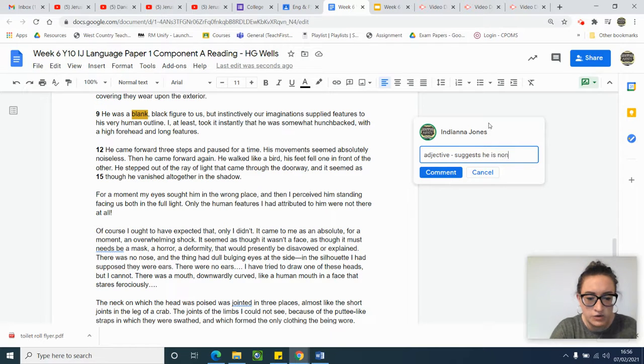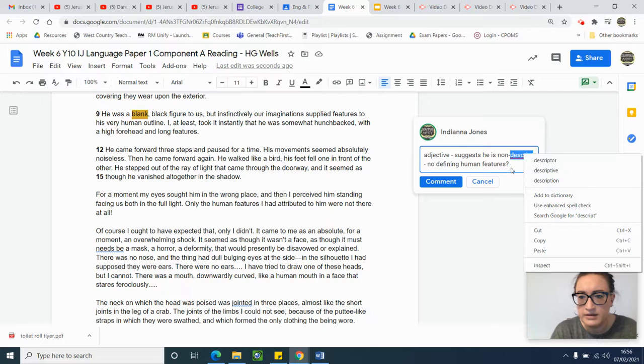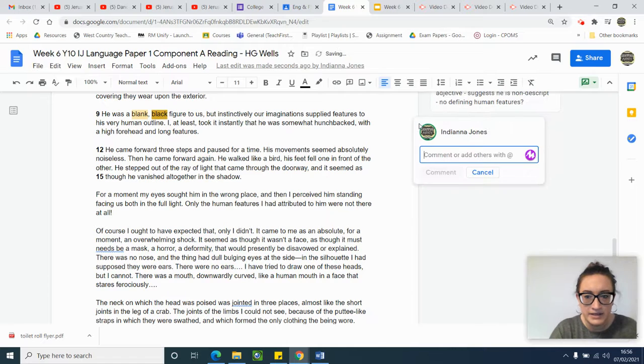Suggests he is nondescript, which means he doesn't have any kind of defining features. No defining human features is suggested by that word blank. Black figure. If something's black, my associations, actually connotations is a better word, are of darkness, evil, and could foreshadow that these are bad creatures.